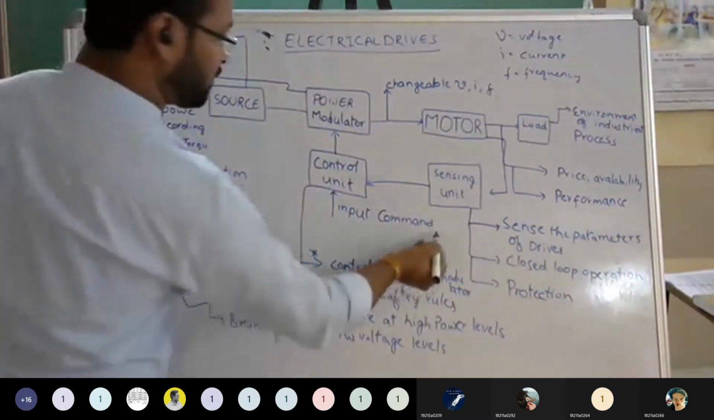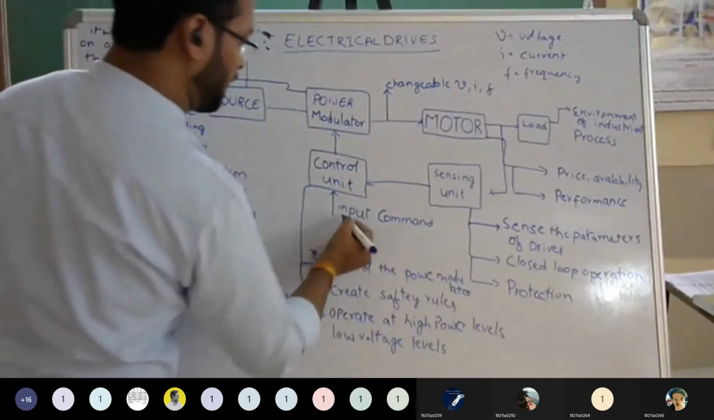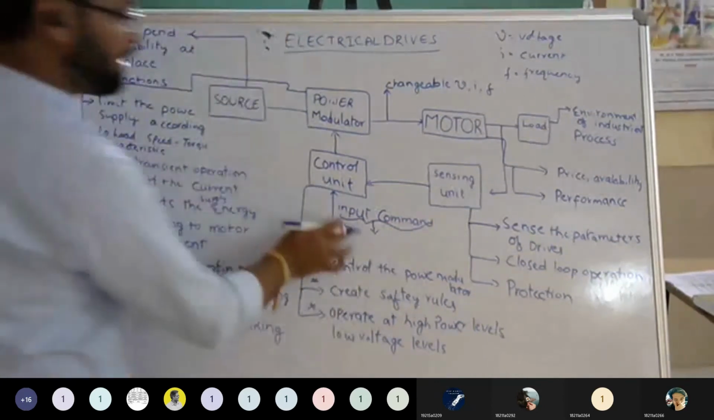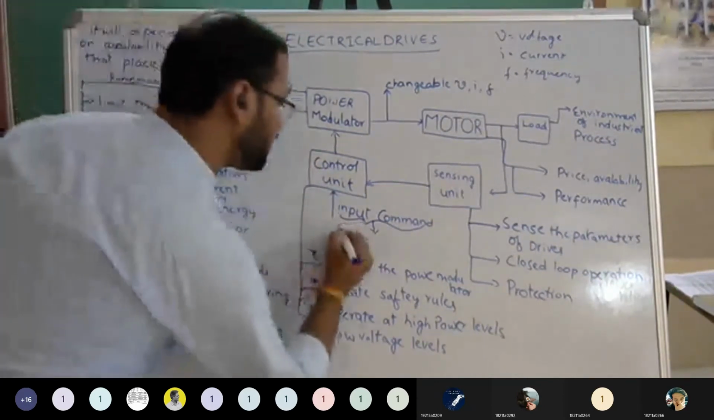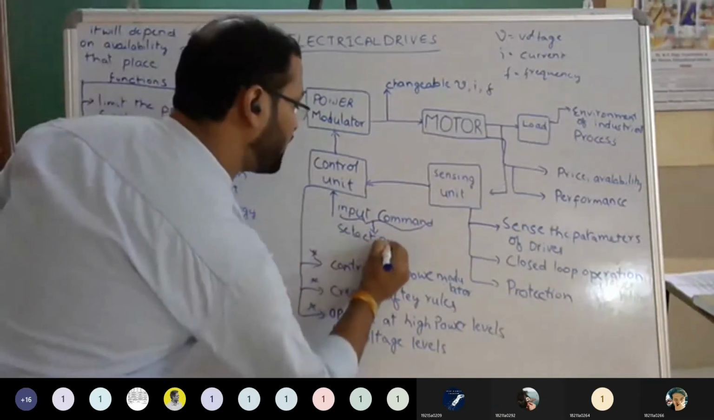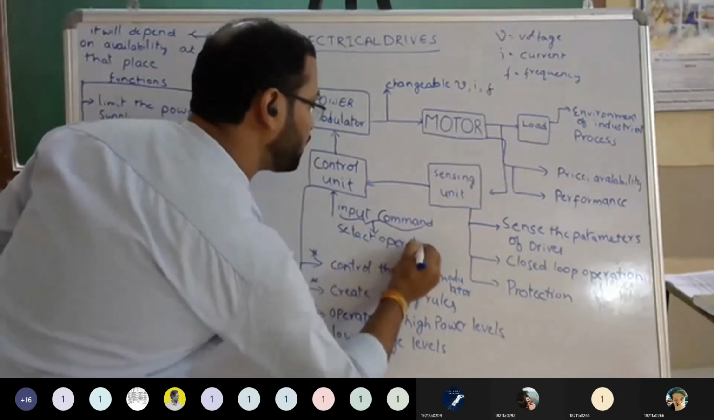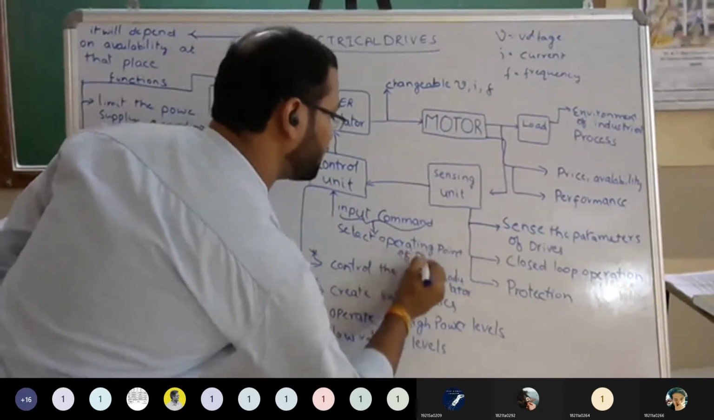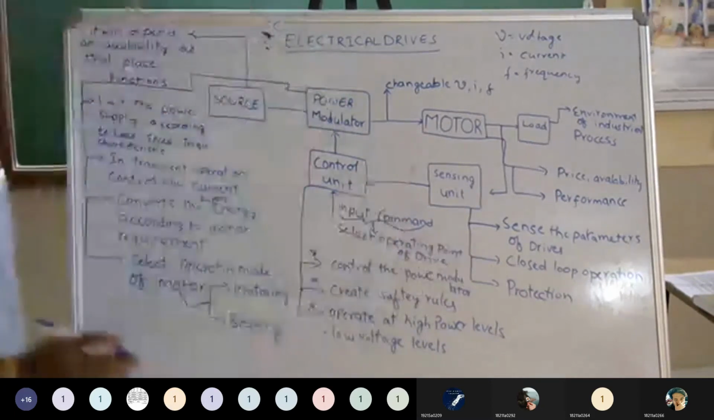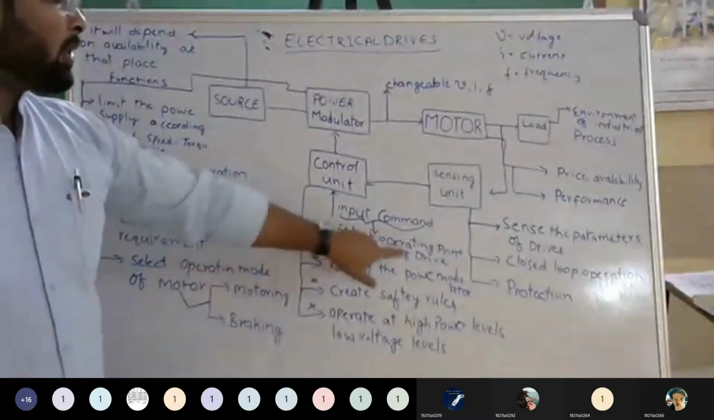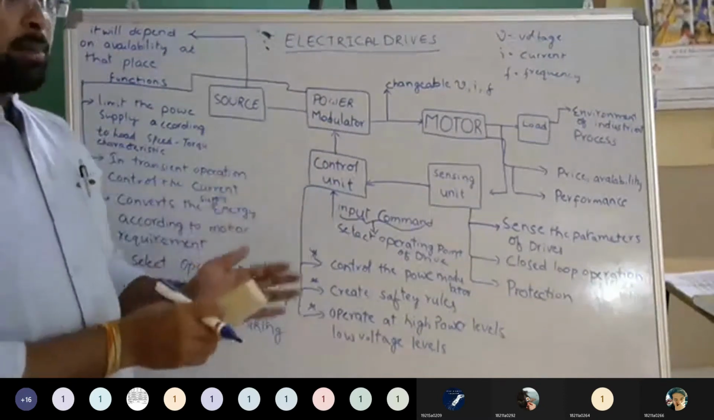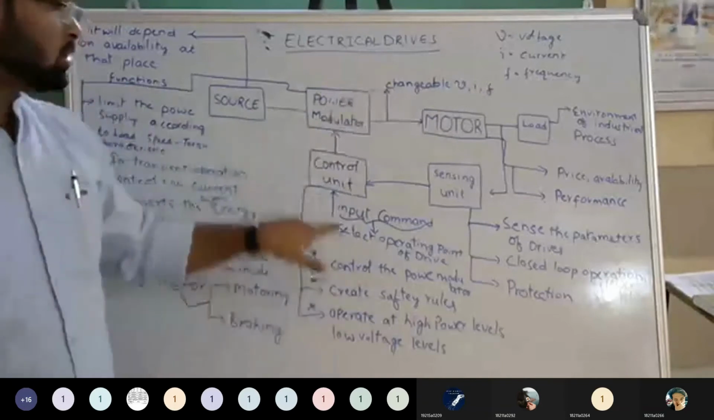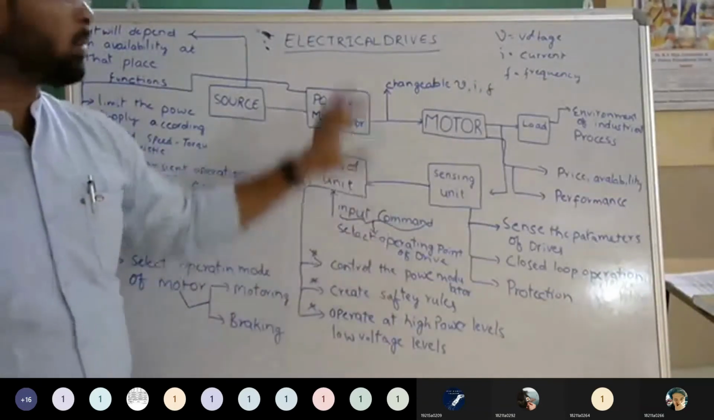Okay. Then what else is left? Input command. So what this input command will do, it will select the operating point of the drive or electrical drive, whatever it is. So it will select the operating point of the drive. That means if suppose the drive is operated to so much of ranges, but which range it has to operate for that particular load, this input command will select the operating point of the drive.